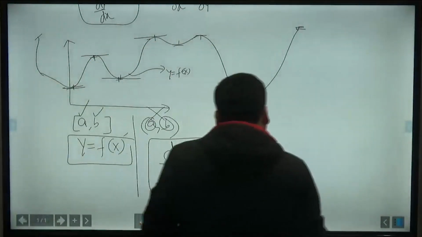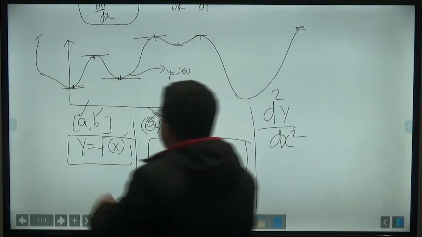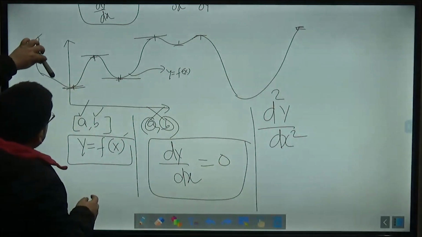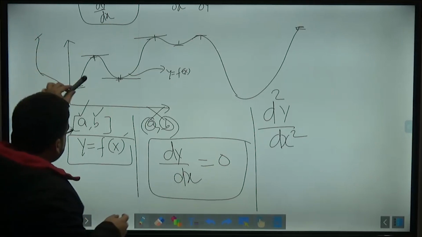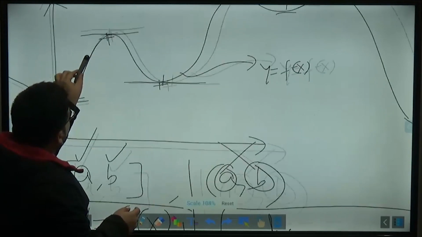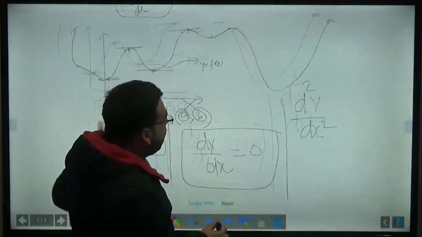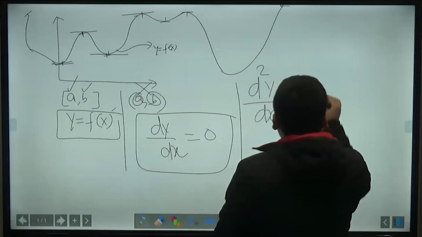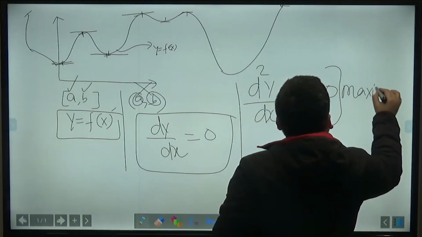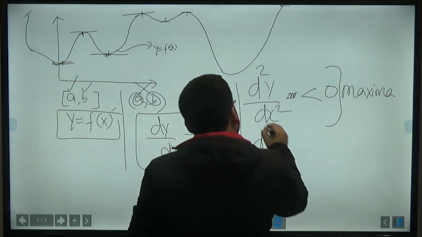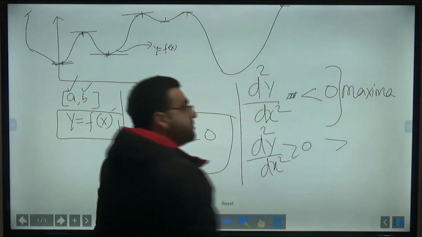After this, we determine the double derivative. Why double derivative? Because while going into a minima, the slope is increasing. But after it has reached a maxima, the slope will keep on decreasing. So what is d square y by dx square? The rate of change of slope. If it is less than 0, we have a maxima. And if d square y upon dx square is greater than 0, we have a minima.